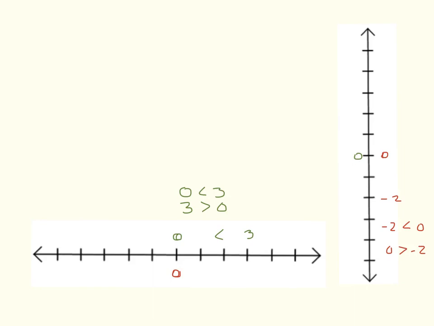All right, I would like you to do number 8, 9, 10, and 11. You do not have to put them on a number line, but I would like you to write them both ways, like this. One where you're using the less than symbol and one where you're using the greater than symbol. So number 8, 9, 10, and 11 you're going to do. And that's the end of our lesson.